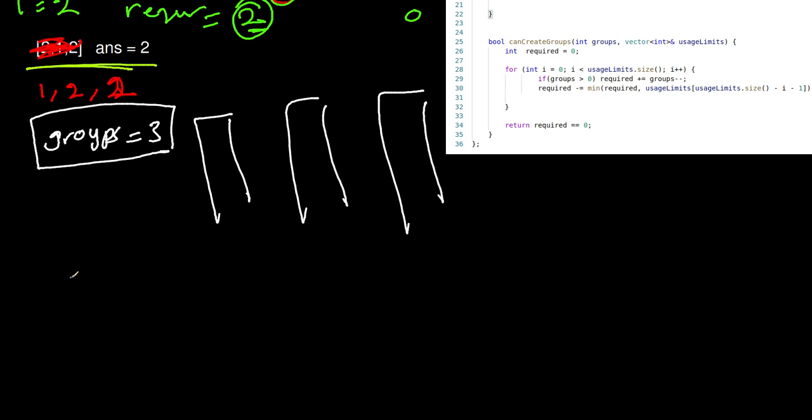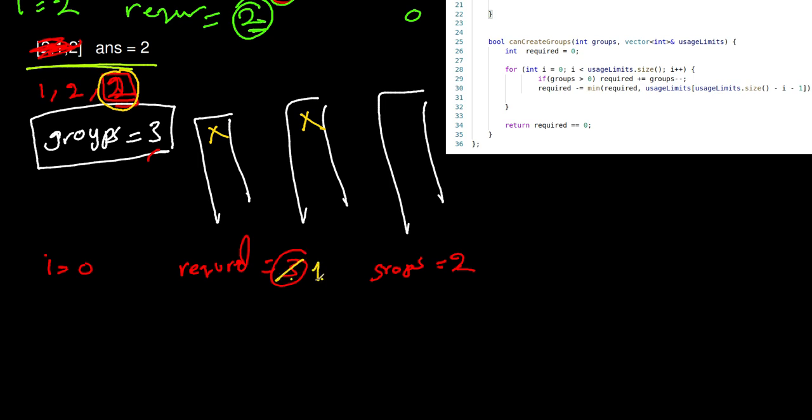Okay, I equal 0, required equal the number of groups 3, and groups minus minus is 2. Now we need 3 elements, and here we have only 2, so we take these 2, put them here. 3 minus 2 is 1.